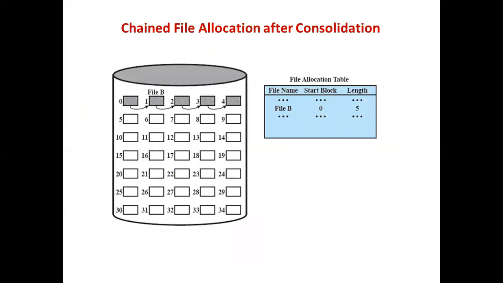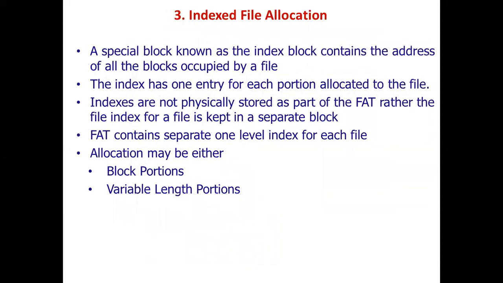This diagram shows chained allocation after consolidation. The data which are present in the disk blocks 1, 8, 3, 14 and 28 are moved to the blocks 0 to 4. Next is the indexed file allocation.